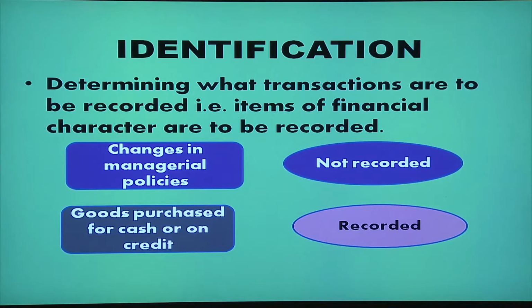As a process of accounting, you have to identify which are the transactions that are to be recorded. Items of financial nature are to be recorded. Goods purchased for cash, goods purchased for credit, etc. are recorded because you can express that in financial terms, in money terms. Changes in managerial policies, appointment of efficient staff, etc. cannot be recorded because you cannot express that in terms of money.